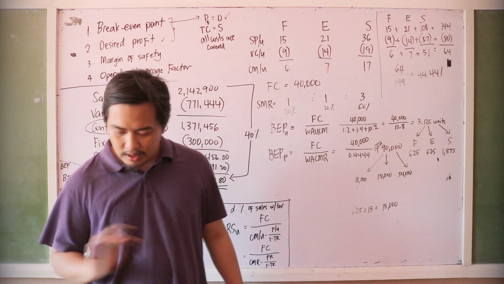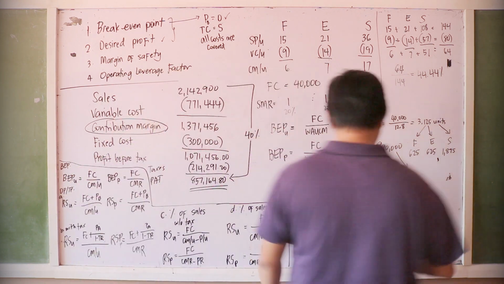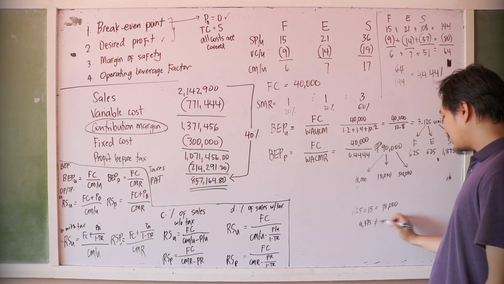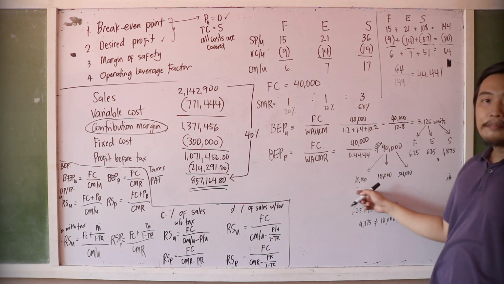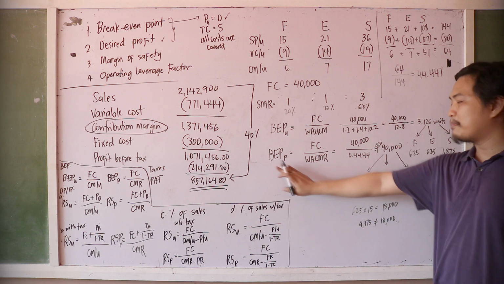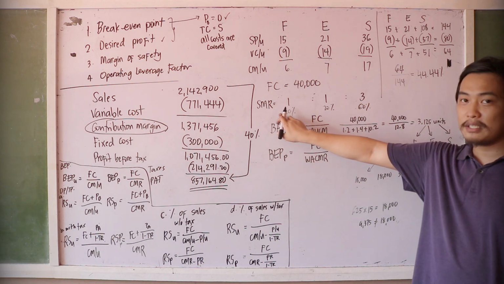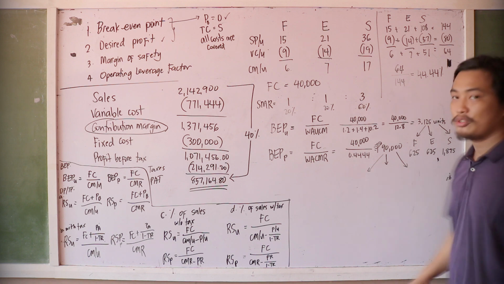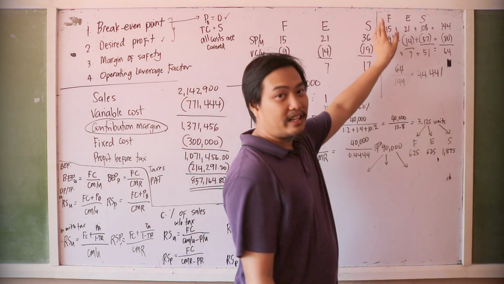625 times 15 is 9,375, which is not equal to 18,000. So, mali. May mali na i-multiply natin yung 90,000, which is our break-even point in peso, by the sales mix ratio. Saan din natin siya i-multiply kung hindi sa sales mix ratio? Manggagaling siya dito sa weighted average natin.